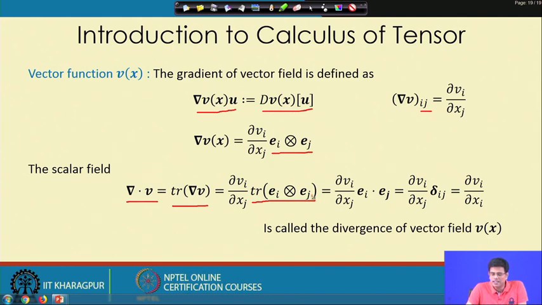So, trace of e_i e_j I can write simply as a dot product. This proof is very nice actually: e_i dot e_j becomes delta_ij, and then del v_i by del x_j. This is known as the divergence of a vector field.